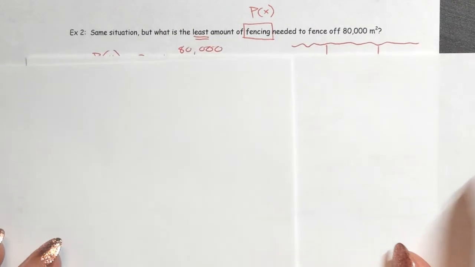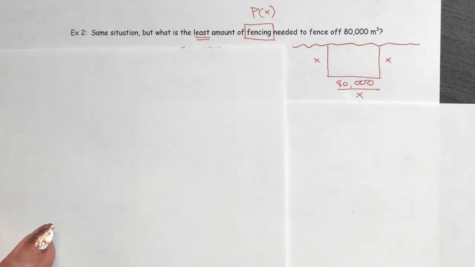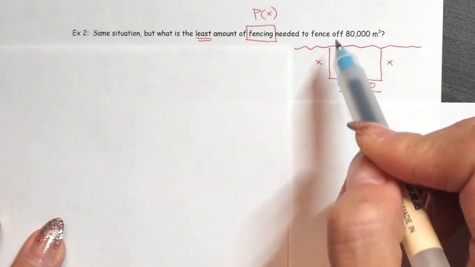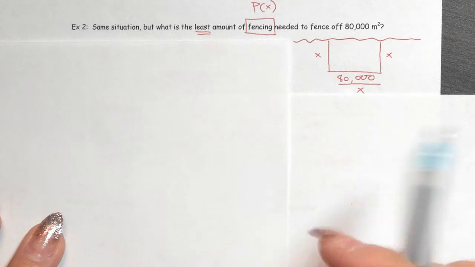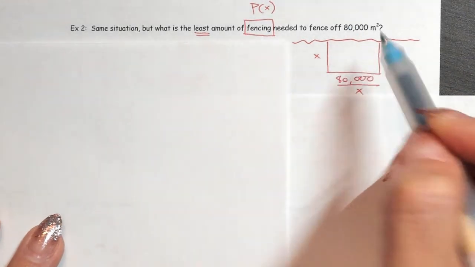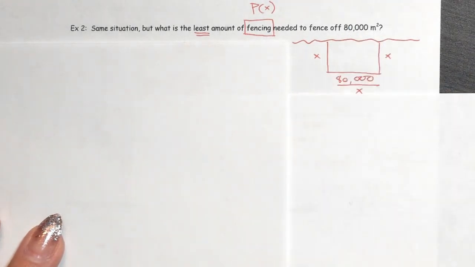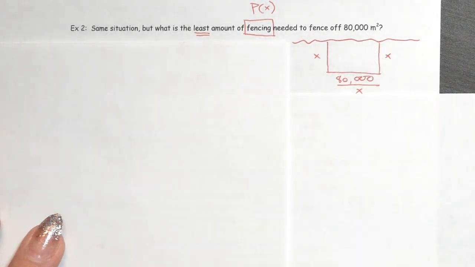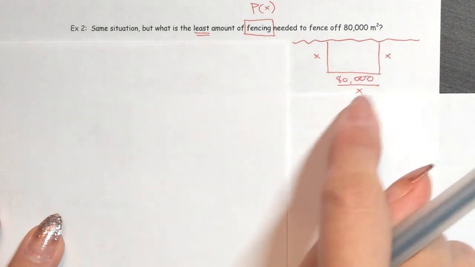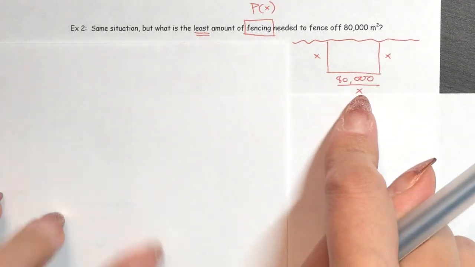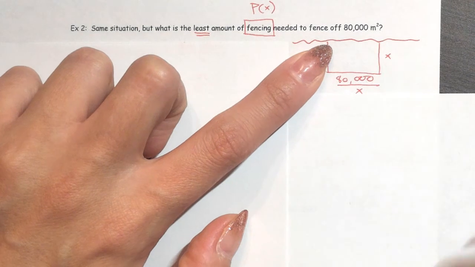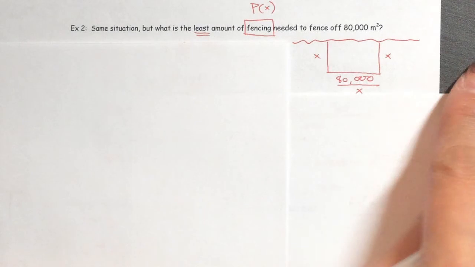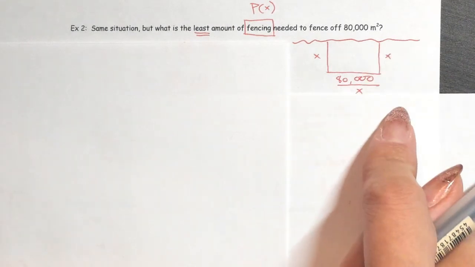Okay, so the first thing I'm going to do is draw a picture. So that picture still has water, and then it has 3 sides. And then I know that the area inside is 80,000. So if the area is 80,000 and x times something equals 80,000, then it makes sense that this would be x and this would be 80,000 divided by x, right? Because if I multiply this and this, I get 80,000, okay? So I have to draw a picture and label the picture, okay?